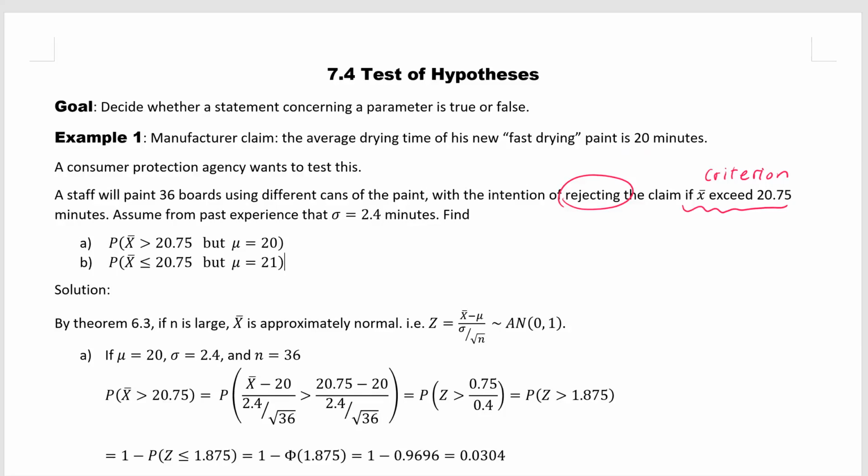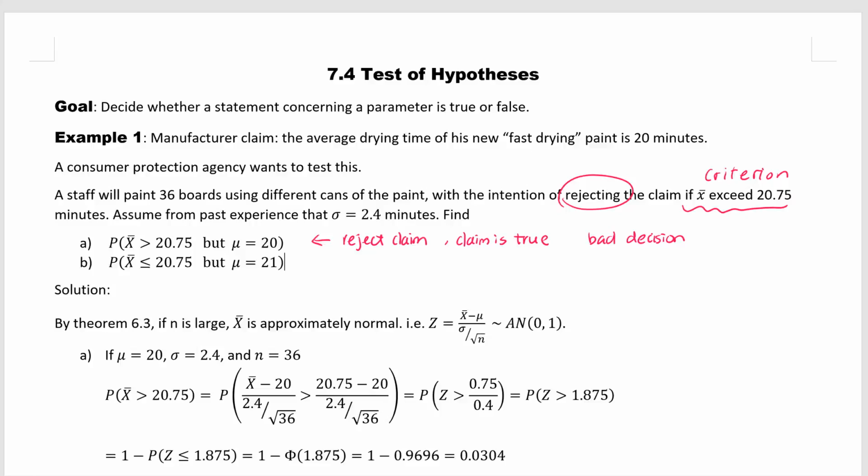So let's look at part A. What does that mean? Well, the sample mean greater than 20.75. Do you accept the claim or you reject the claim? Because it exceeds 20.75, this means we reject the claim. But the population mean is 20. What does that mean? We reject the claim, but the claim is true, right? So this is a bad decision, because the claim is true, but we reject it.